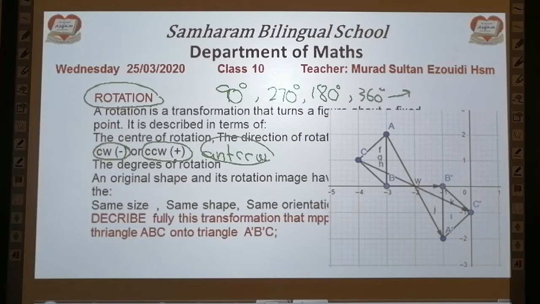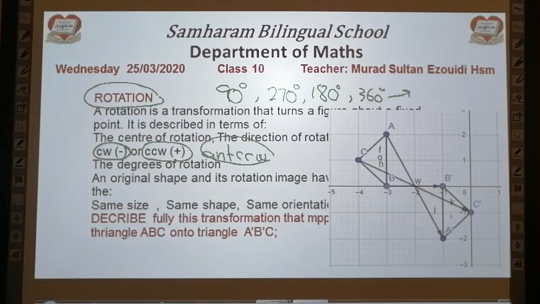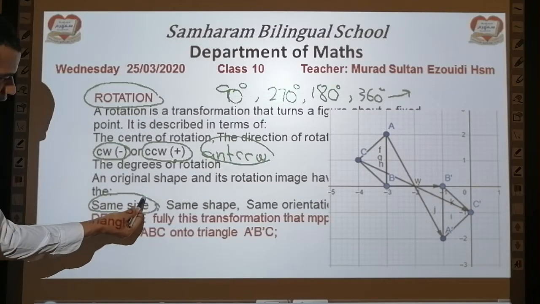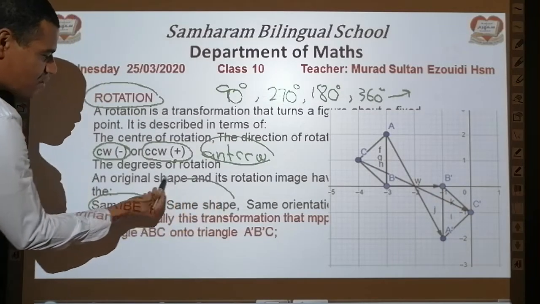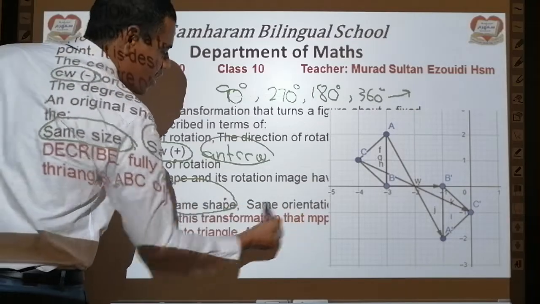Then, the degree of rotation should be given. Okay? Don't forget. And another shape and its rotation elements has what? Has the same size and should also have the same shape and should also have the same orientation.